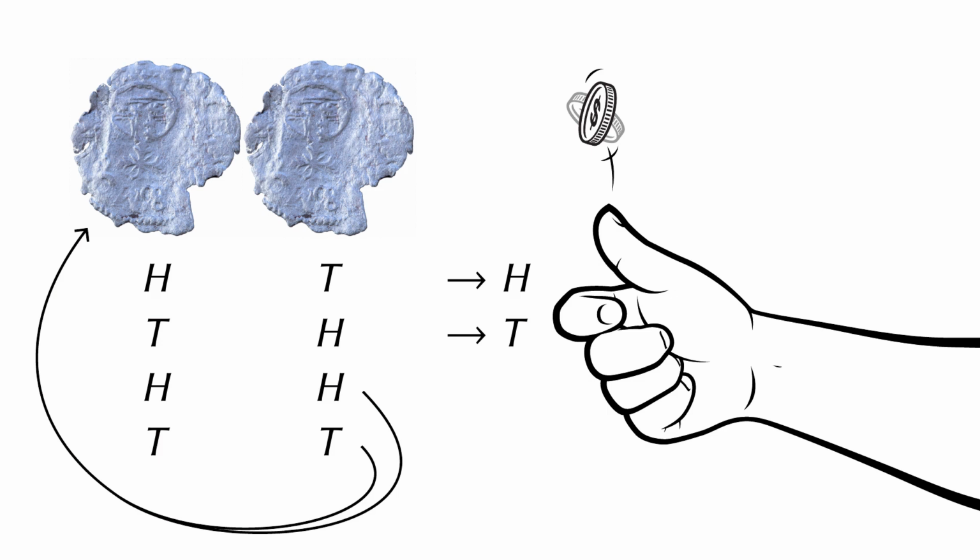Flip your unfair coin twice in a row. If it comes up heads-tails, then the result of your simulated fair coin is heads. If it comes up tails-heads, then the result is tails. If it comes up heads-heads or tails-tails, then start over.